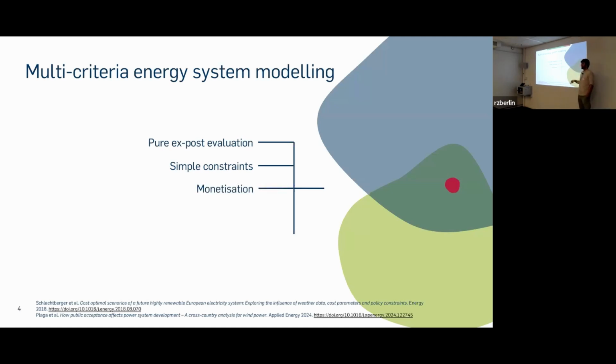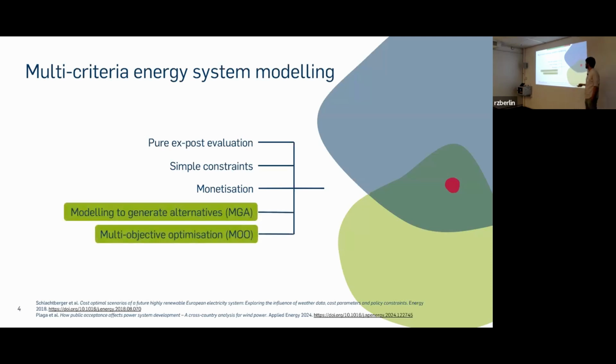The third one is monetization, where we assign a cost factor or price tag to a criterion. An example could be a CO2 price, and then we add that CO2 criterion to the objective function multiplied with the CO2 price. And these 3 are extremely commonly used. They are used in almost every energy system model. And then there's 2 more sophisticated methods, I would say, one being modeling to generate alternatives, and the other one being multi-objective optimization. And I'll mainly focus on these 2 today and explain also in more detail what they are and how they work. And as a spoiler, I can tell you that I also will introduce a new approach today.